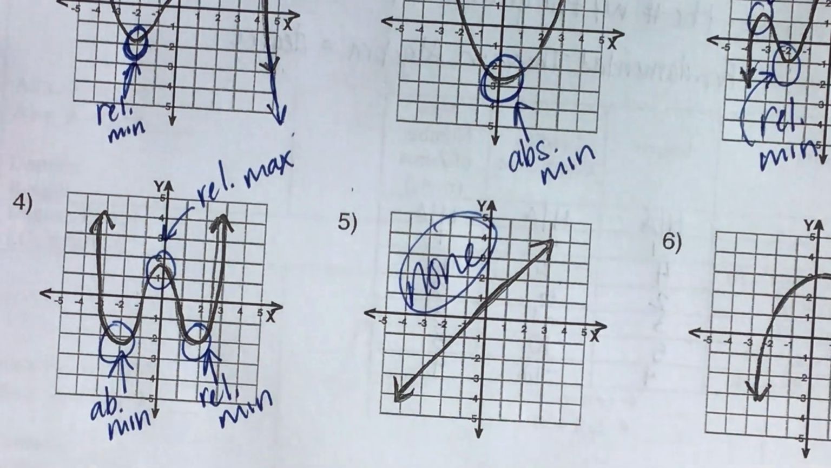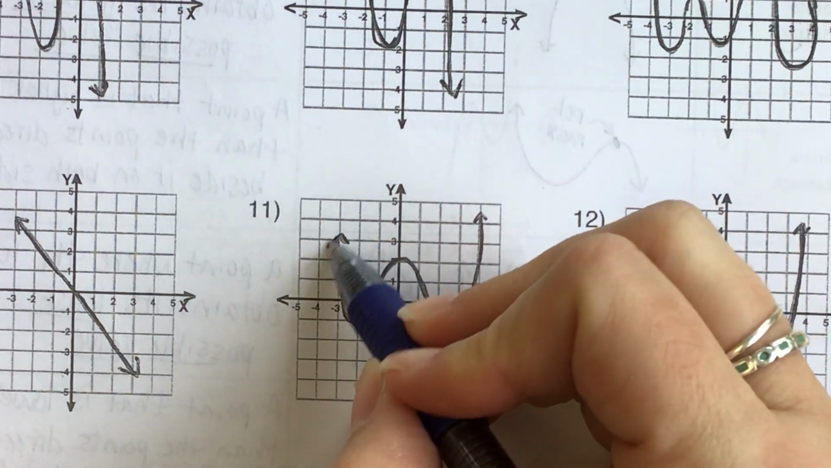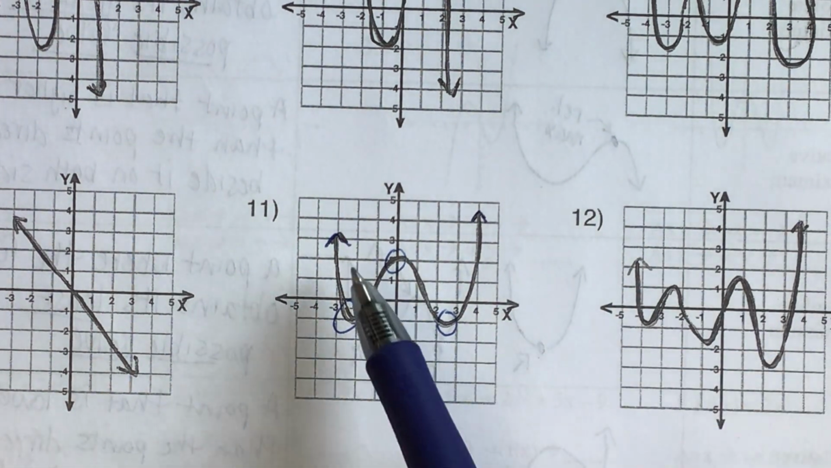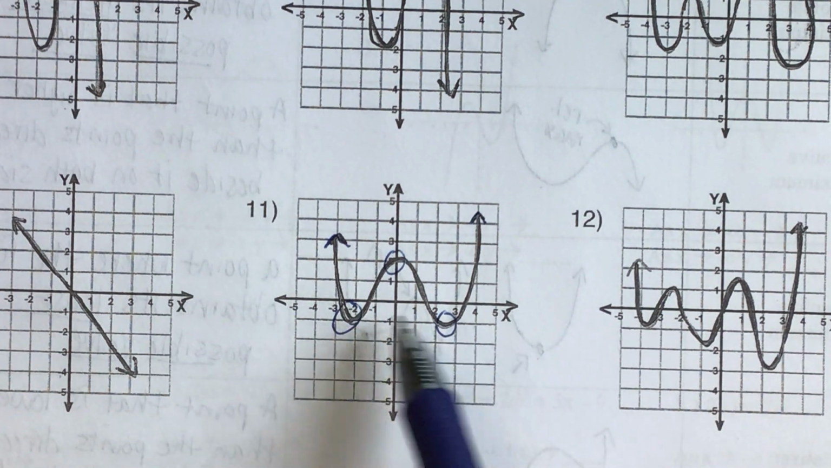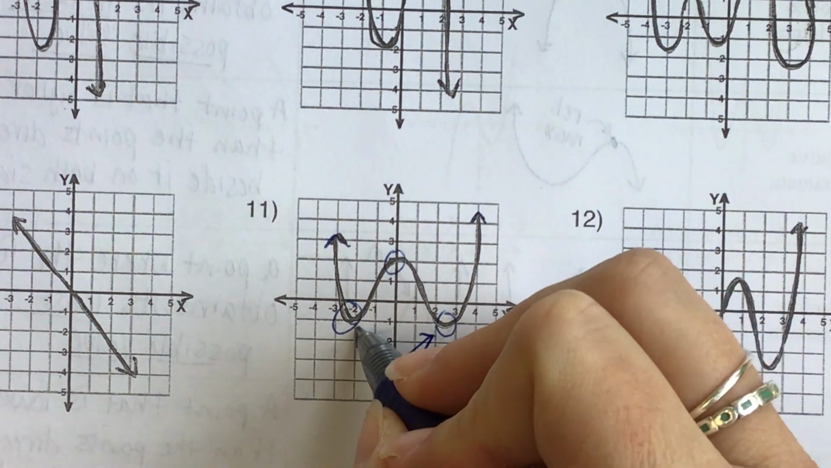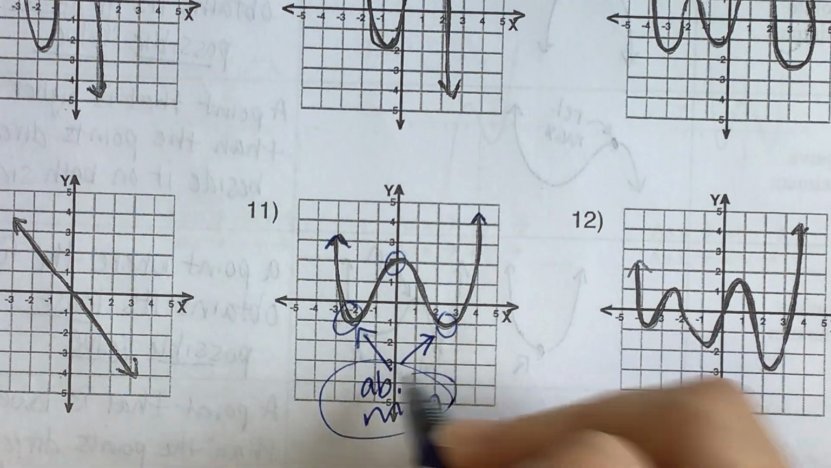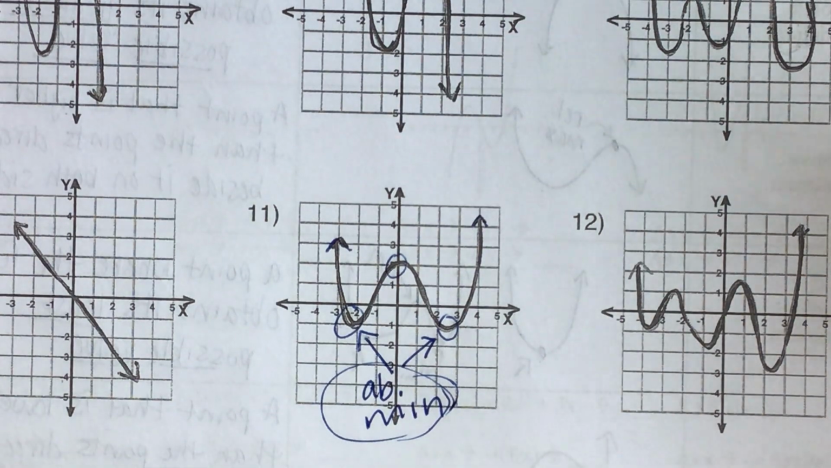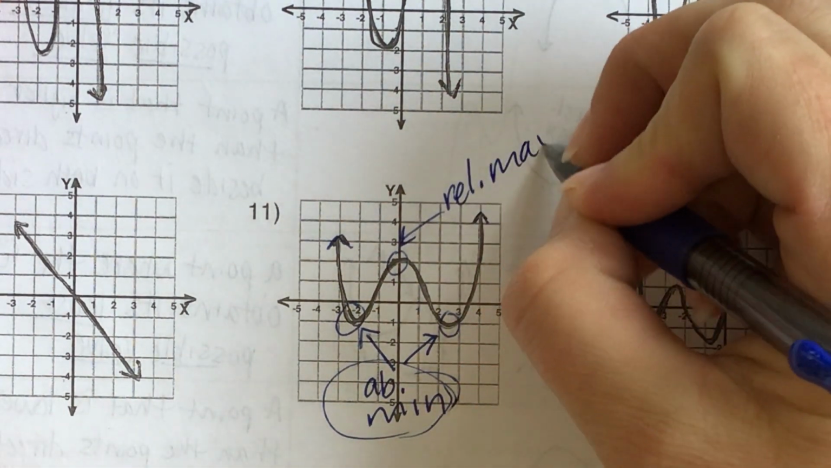Okay? Looking at number 11, just real quick. Notice that both arrows go up. We have 1, 2, 3 extrema. Notice that this one and this one, they're both the lowest point because they're at the same level. So we say both of these are going to be our absolute minimum. So when things are at the same level, then we can call them both absolute. Otherwise, you're just going to have one. And then this is a relative max.